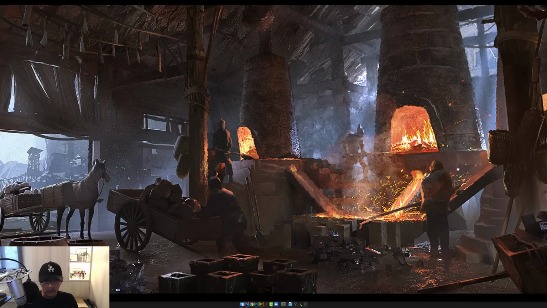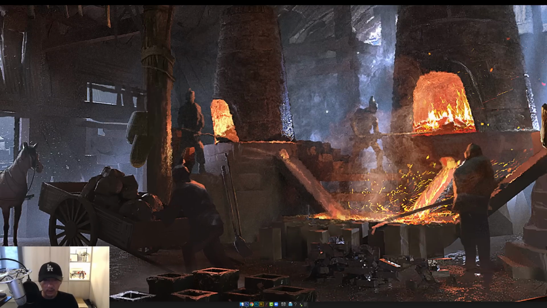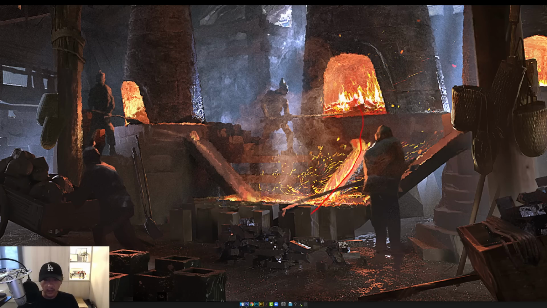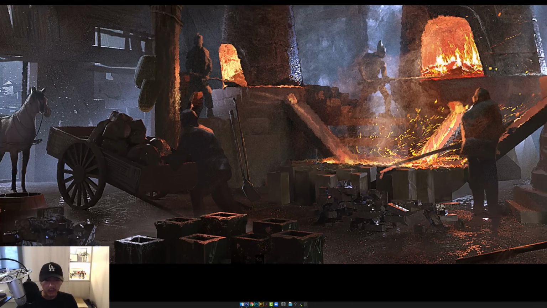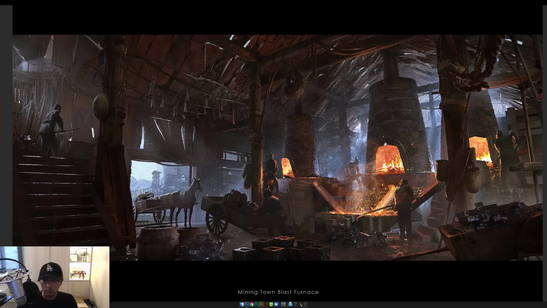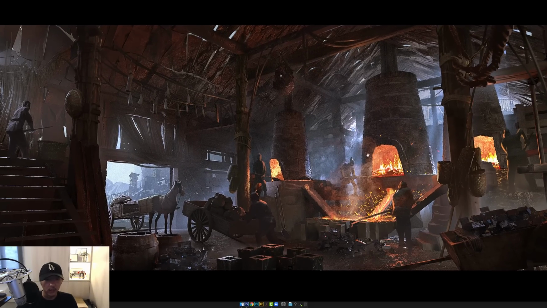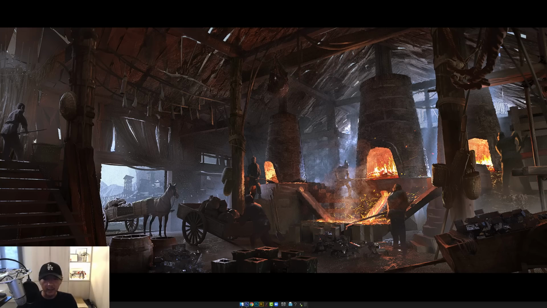Here you can see the donkeys coming in with the horses with the big raw rocks. They put it in the smelters, the stuff melts, and they pour it into a mold, and we turn that into an ingot. Then that ingot is shipped off to be sold, or to a blacksmith to make it into something. So this is the interior of the ancient Chinese mining town, which again does not exist.